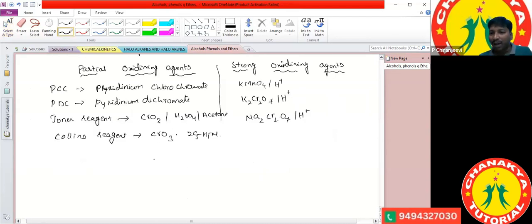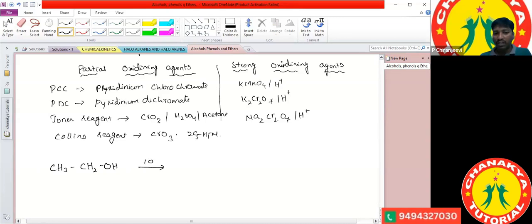Now first of all, we'll see what is meant by the partial oxidizing agent. Partial oxidizing agents add only one oxygen. For example, here we have a primary alcohol, secondary alcohol, tertiary alcohol. Addition of oxygen or removal of hydrogen we can call an oxidation reaction. First, I'm taking CH3CH2OH.